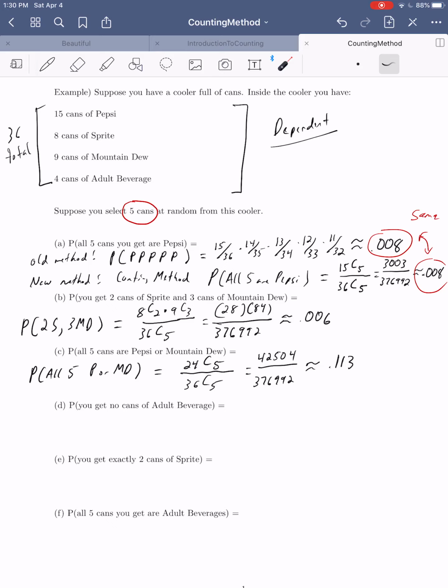All right, let's try to calculate the probability that you do not get any cans of adult beverage. So let's do probability, no adult beverage.